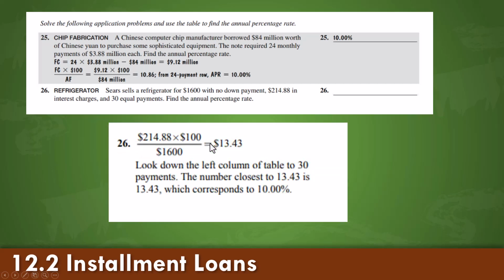Finally, in solving the application problems using the table, I've demonstrated in chip fabrication here, and let me demonstrate 26 for you now. Our payment of $214.88 multiplied times 100 divided by the refrigerator cost with no down payment gives us the value of $13.43. I then use the table on the row of 30 to identify the number closest to $13.43, and that is 10%.